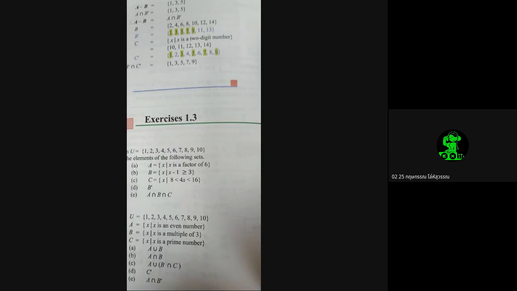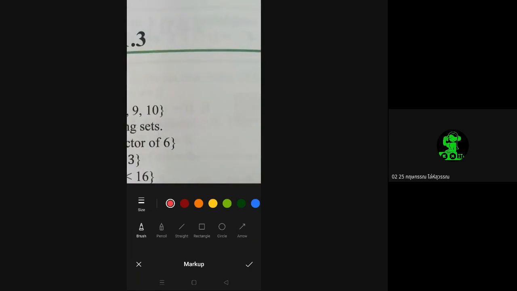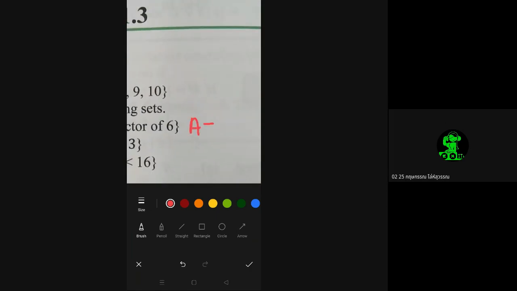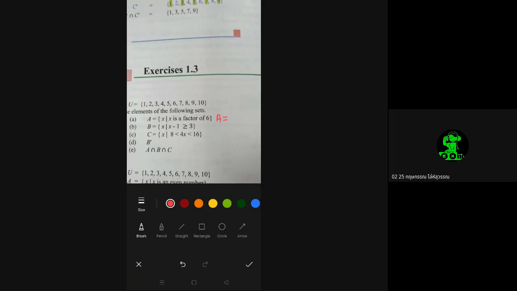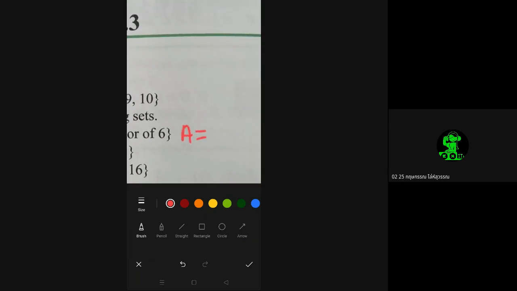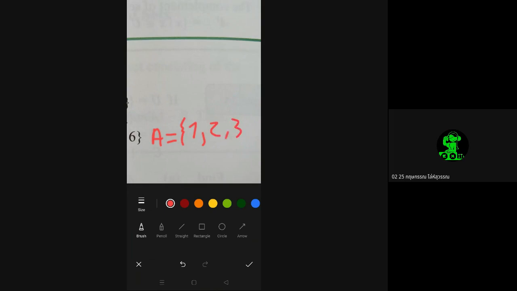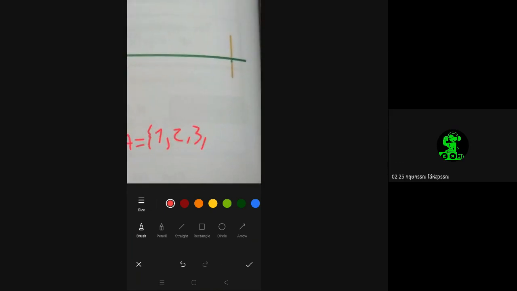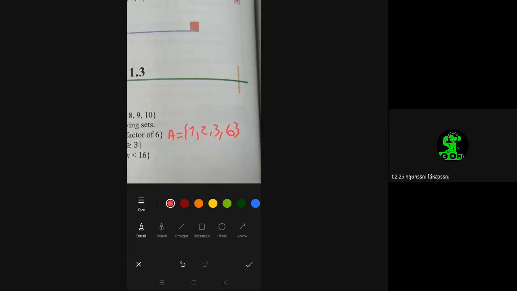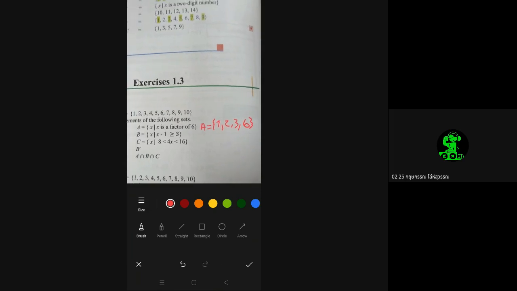Okay, question 1. Given the universal set is from 1 to 10, list the elements of the following sets. The first one, x is a factor of 6. We have to find set A, the factors of 6. Which one is a factor of 6? 1 is a factor, and then 2, 3 are factors of 6, and 6 is a factor of 6. So the answer is 1, 2, 3, and 6.